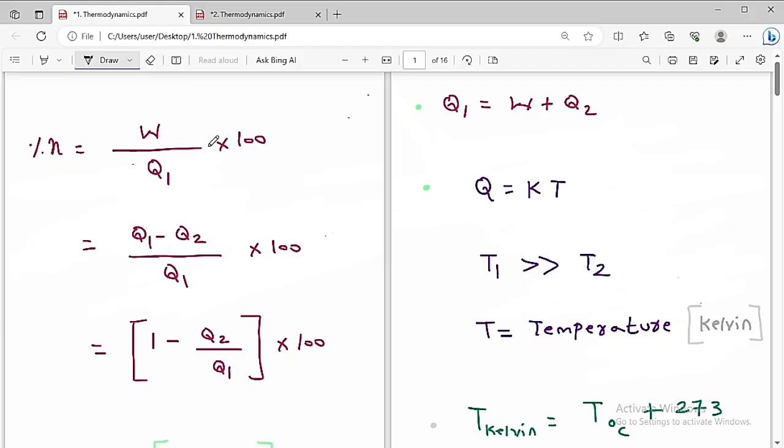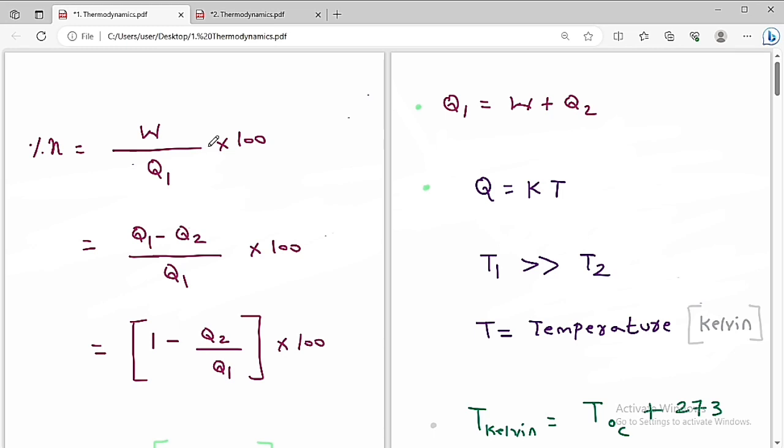Let me try to explain some important concepts in thermodynamics. Okay, so the first formula is here. The percentage of thermal efficiency of an engine is always equal to the ratio of the output of the engine to the input of the engine. Output of the engine is nothing but the amount of work done, and the input of the engine is nothing but the amount of heat supplied. So it is a ratio of W by Q1 into 100.